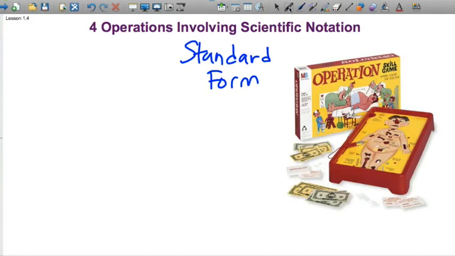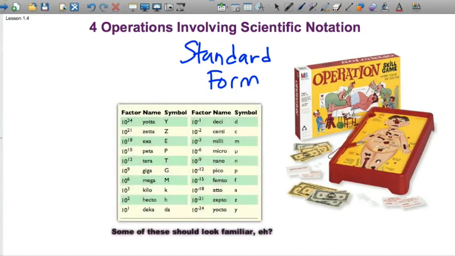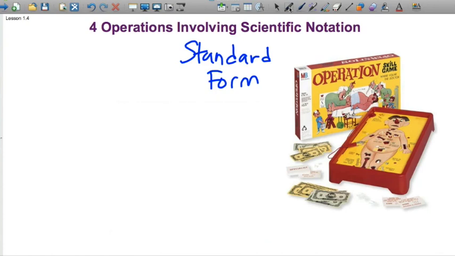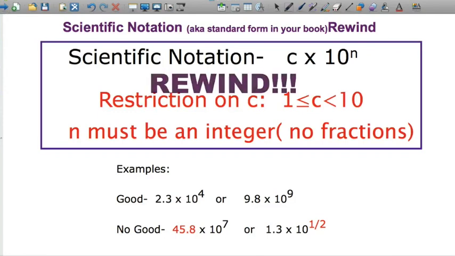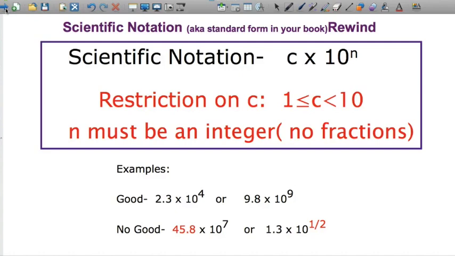Now, we use scientific notation when we want to deal with numbers that are very, very large in scope or very small. You're going to see a list of many of the different powers of 10. You certainly don't need to memorize all of them, but there are some that you really should know by now, and you'll see them when they pop up here in a moment. So before we start talking about the operations involving scientific notation, we're going to do a little rewind and just specifically talk about scientific notation.